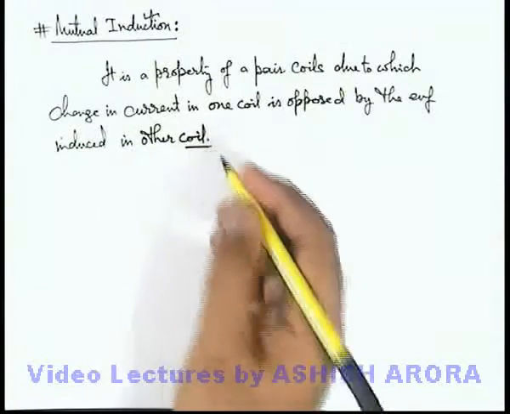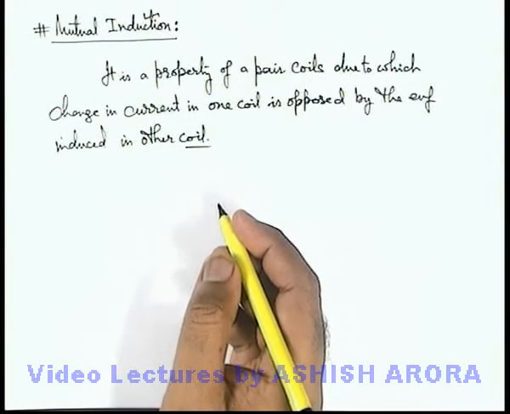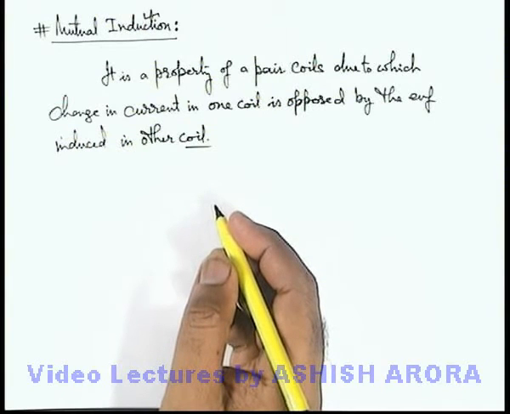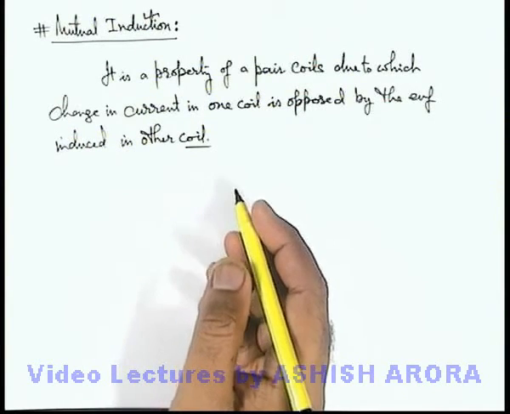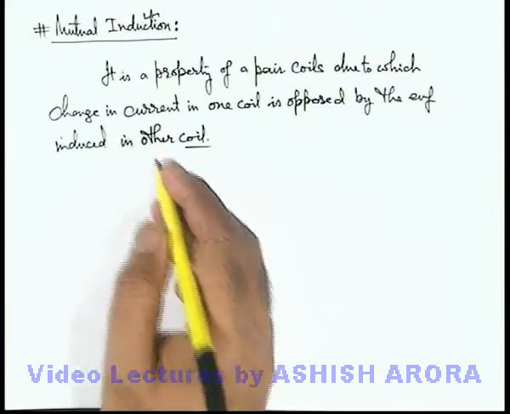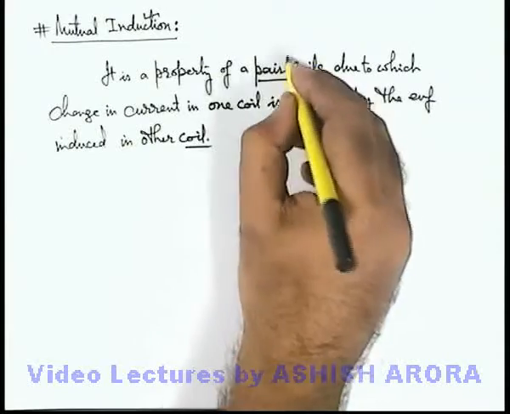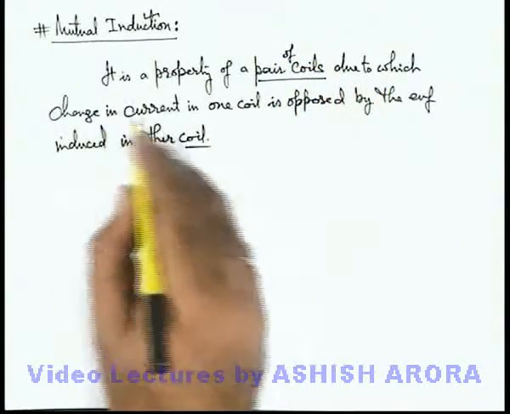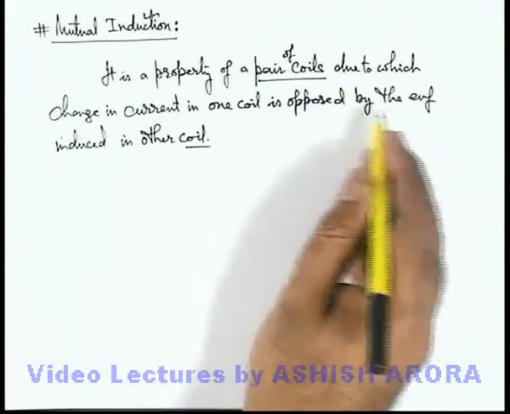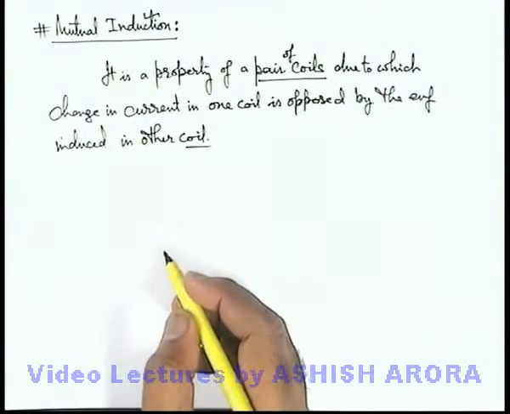This is the only difference between self-induction and mutual induction, that self-induction is a property by which change in current in one coil is opposed by the EMF induced in itself. But mutual induction we define for a pair of coils, and for a pair of coils we can see that change in current in one coil is opposed by the EMF induced in the other coil. This phenomena is called mutual induction.